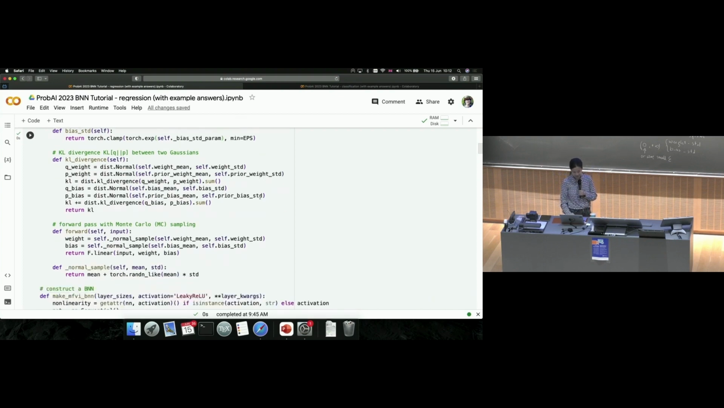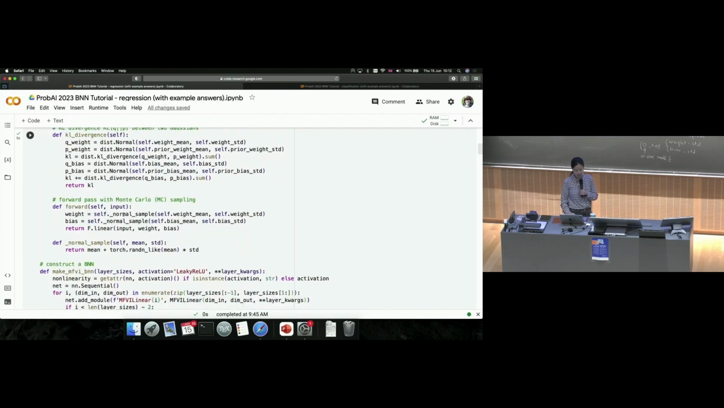Okay, so going back to the forward pass here. It's the same forward pass as the deterministic neural network, except that your weight is going to be sampled from your distribution, and this is your way to implement the reparametrization trick. So basically it's just as simple as what we've seen from the equations.